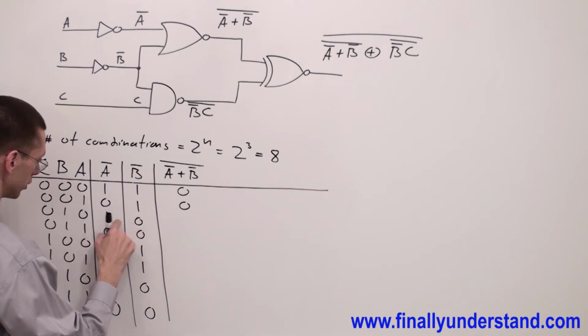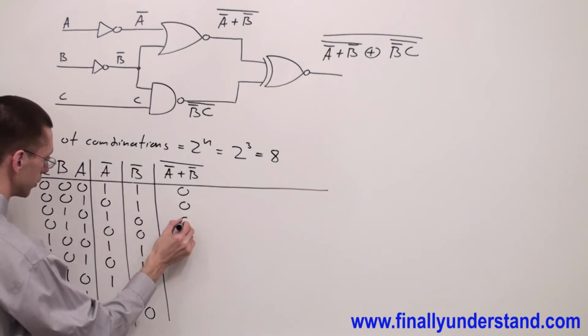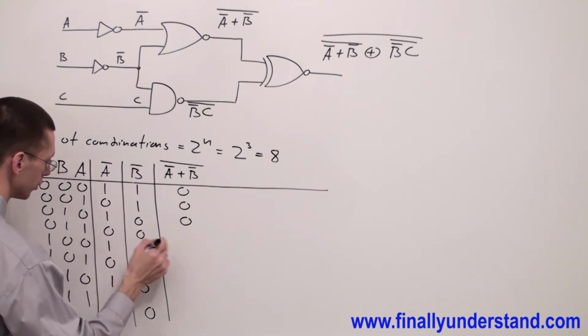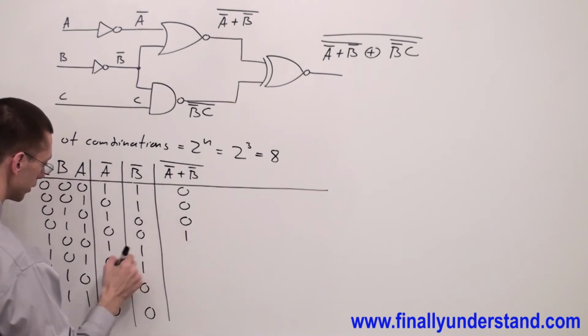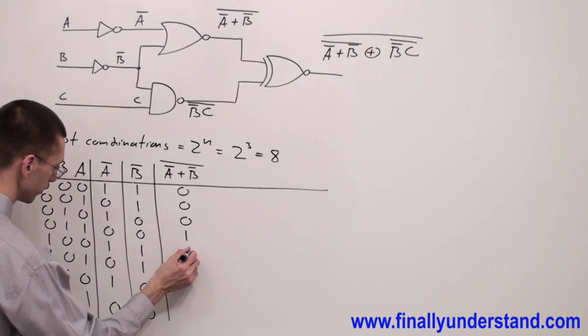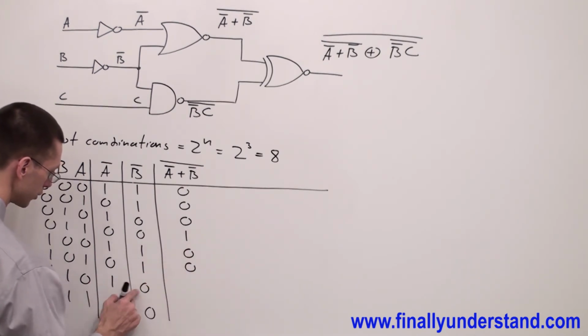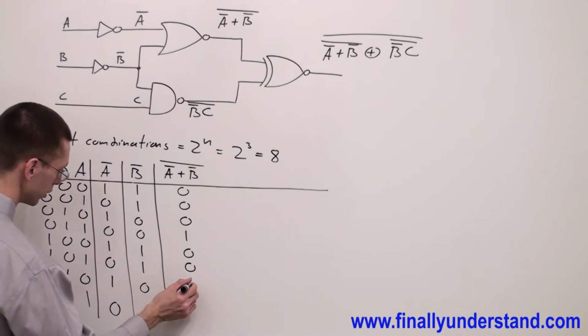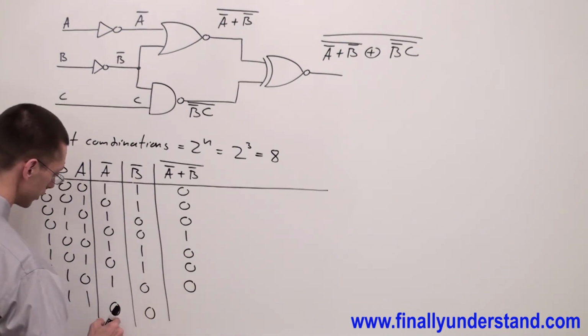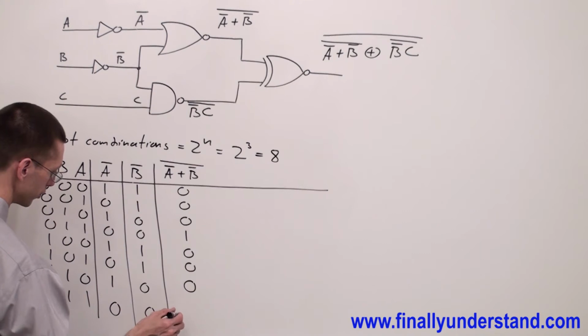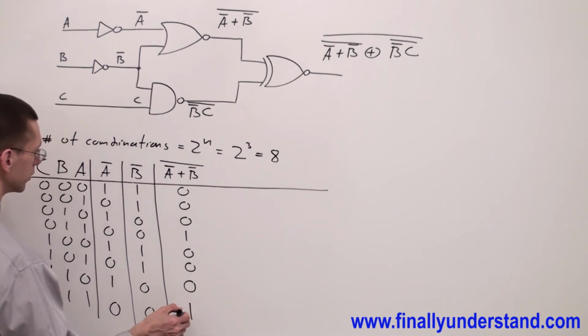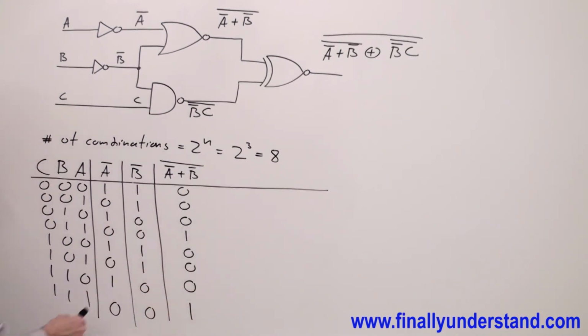For 1, 0, I'm going to have 0. 0, 0 will give me 1 for the NOR gate. 1, 1 is going to give me 0. 0, 1 is going to give me 0. 1, 0 is going to give me 0, and 0, 0 gives me 1. This is the column A not, NOR, B not.